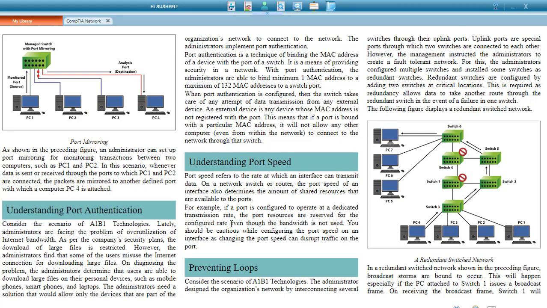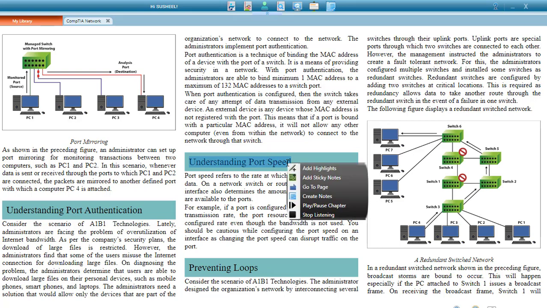Understanding port authentication. Consider the scenario of A1B1 Technologies. Lately, administrators are facing the problem of overutilization of internet bandwidth. As per the company's security plans, the download of large files is restricted. However, the administrators find that some of the users misuse the internet connection for downloading large files. On diagnosing the problem, the administrators determine that users are able to download large files on their personal devices, such as mobile phones, smartphones, and laptops.